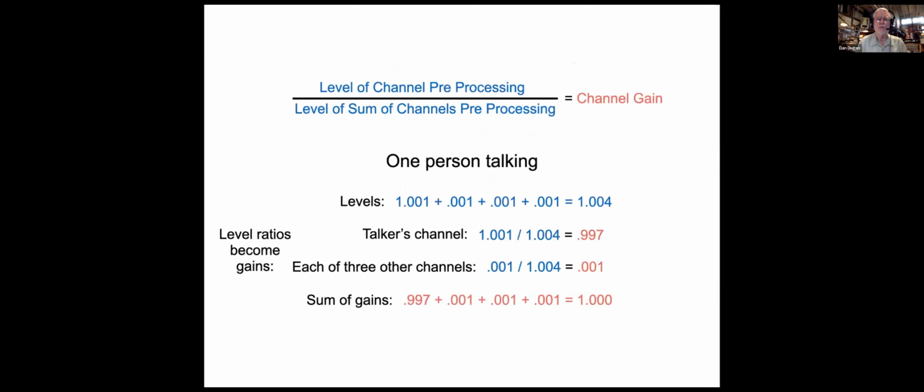Second part of the thought experiment. Say somebody's talking at the first microphone, and say they're putting out 1 volt from the preamp. Okay, plus a millivolt for the ambience.